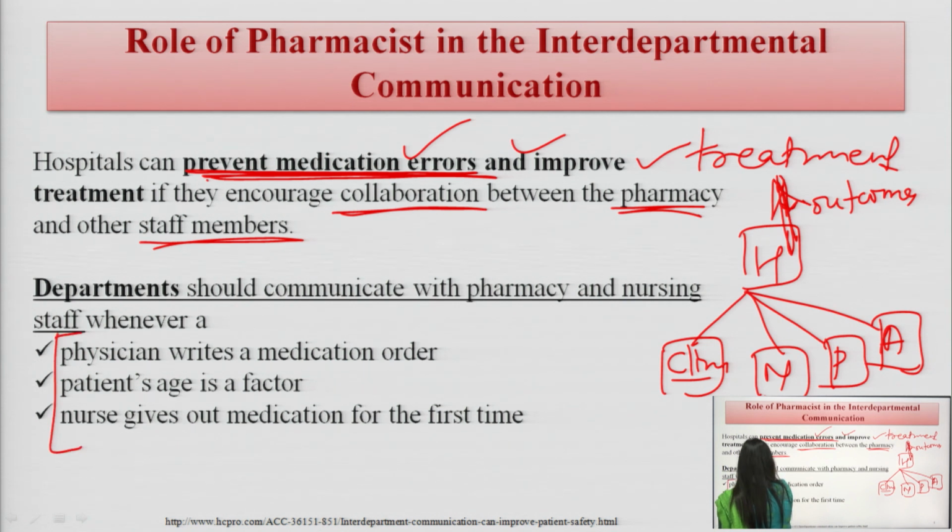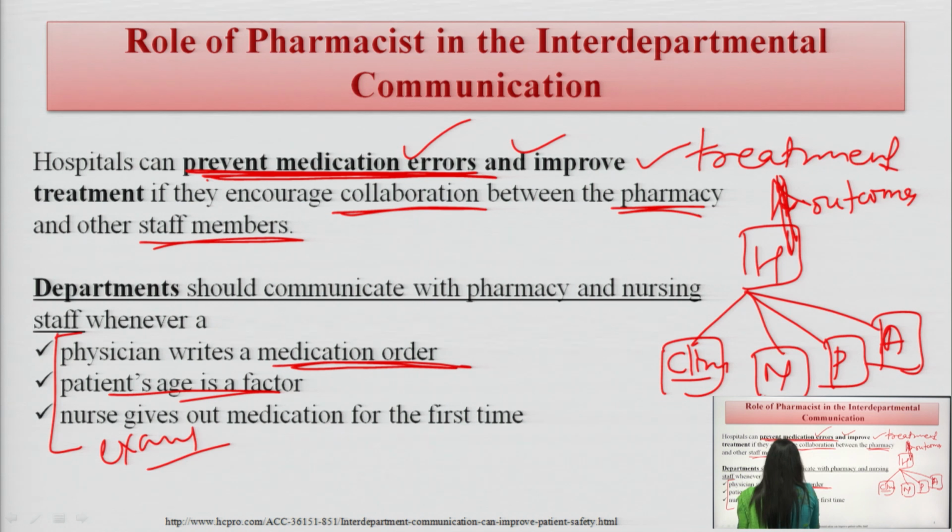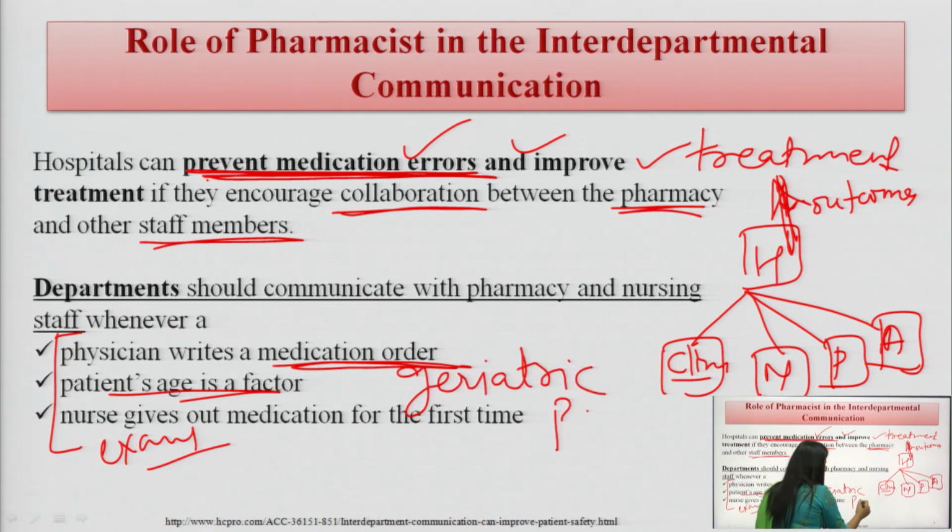What are the conditions? These are some of the examples I have written here. What could be an example? Of course, when a physician writes a medication order, or when the patient's age is a factor. Sometimes a physician is treating a geriatric population or a pediatric population. These are special cases where attention is needed. At that time, a physician can take a recommendation from a pharmacist, or a pharmacist can take a recommendation from a physician.